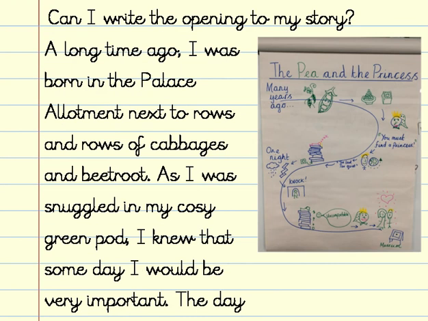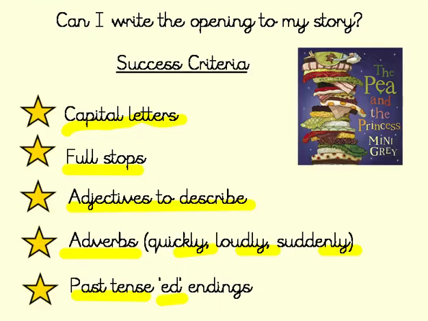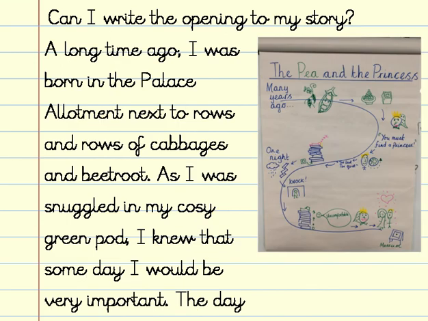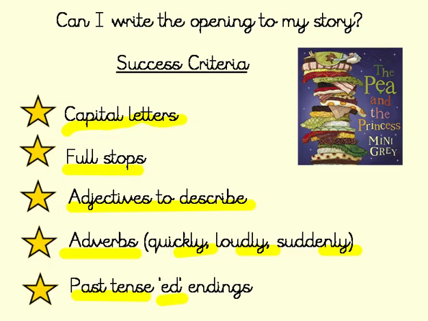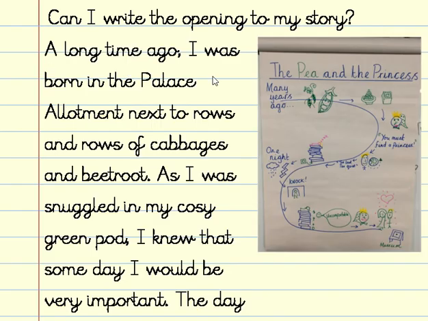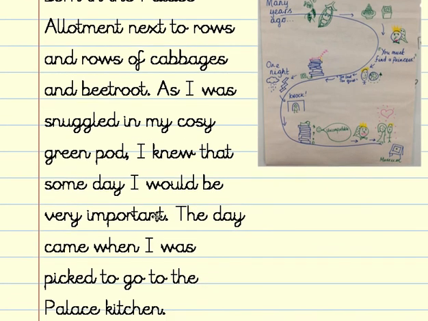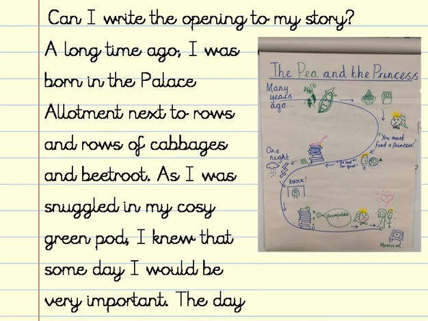Okay, let's have a check of our success criteria. Have I remembered capital letters? Yes, I've got capital letters at the start of my sentences. Brilliant. And for places like the palace allotment. Okay, let's check back. Have I got full stops? Oh, yes, I've got a full stop there. That's the end of one idea. Full stop there, that's the end of another idea. And a full stop there, end of my final idea. Okay, so I've got three sentences.